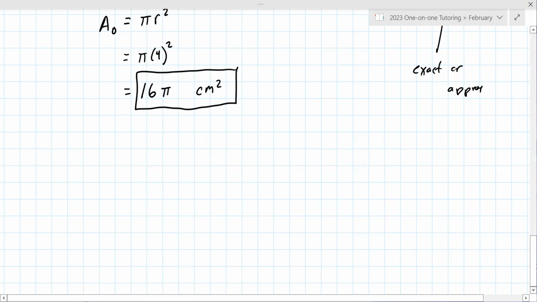So let's try another one here. Are you ready for that? Yeah. Great. A circle has a diameter of, let's go, 26 millimeters. What is the area?